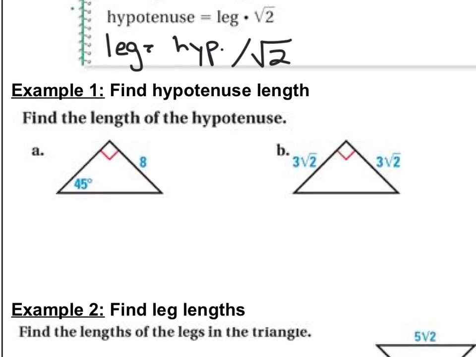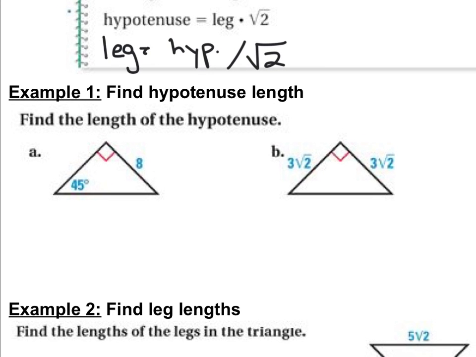Okay, so example number 1, find the length of the hypotenuse in these 45-45-90s. First off, we need to make sure they're a 45-45-90. We have a 90, we have a 45-degree angle. That makes this 45 degrees as well. Remember, we know that the legs of the 45-45-90s are both the same, and the hypotenuse is nothing more than the leg times radical 2. So we will just take 8 times radical 2. Really no simplification we want to do there. I want you to leave it as 8 radical 2.